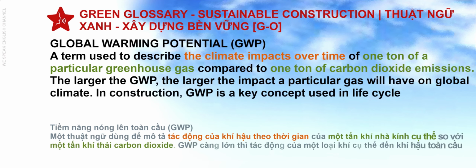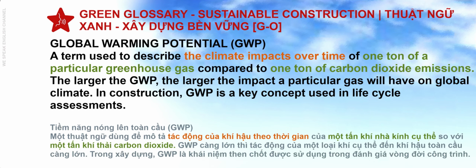Global warming potential. A term used to describe the climate impacts over time of 1 ton of a particular greenhouse gas compared to 1 ton of carbon dioxide emissions. The larger the GWP, the larger the impact a particular gas will have on global climate. In construction, GWP is a key concept used in life cycle assessments.